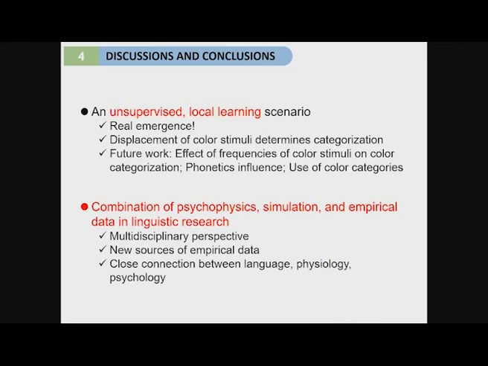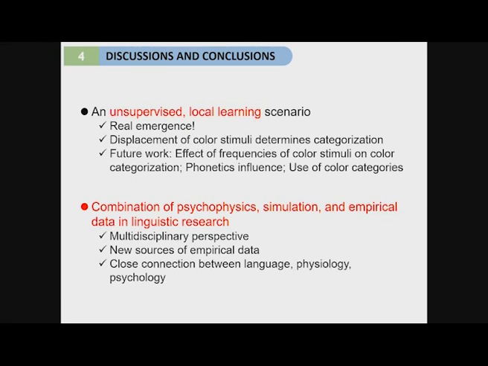We actually implement an unsupervised local learning scenario, which demonstrates the real emergence of linguistic categories from perceptual categories. The model is very simple, and the only parameter of the whole work is the number of agents. So the local mechanism of the category game is very simple. And it's the displacement of the color stimuli in the CIE LAB space that determines the emergent categorization patterns. There could be some future work in this line.